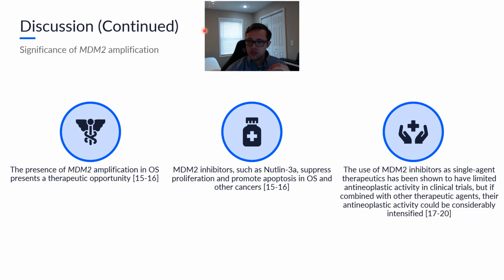A little bit more on the MDM2 amplification significance. While not all of our samples tested positive, the presence of MDM2 amplification presents a therapeutic opportunity. At the present time, MDM2 inhibitors have been developed to suppress proliferation and promote apoptosis in both osteosarcoma and other cancers. And while these chemotherapeutic agents are not fully successful on their own, when you use them in combination with other therapeutic agents, you can drastically increase the success rate of treatment for malignancies that test positive for MDM2.